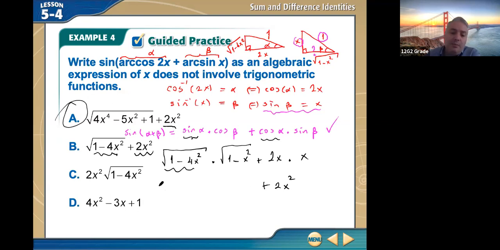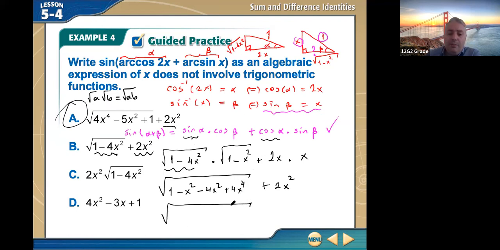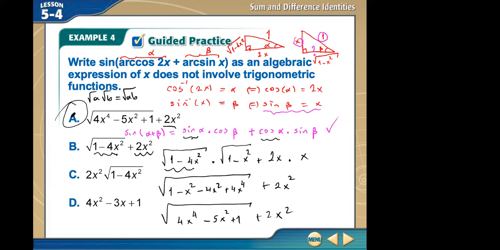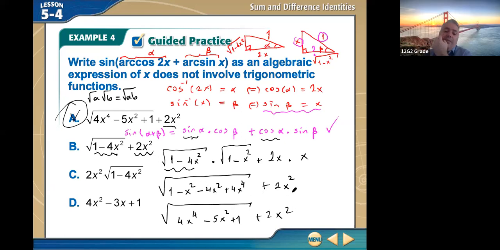But let's prove this. You know that root A times root B is root AB. So 1 times 1, 1. 1 times negative x squared, negative x squared. Negative 4x squared times 1, negative 4x squared. Negative 4x squared times negative x squared is positive 4x to the 4. So it will be 4x to the 4 minus 5x squared plus 1, plus 2x squared. So yeah, as I guessed, the answer is A. Finished.